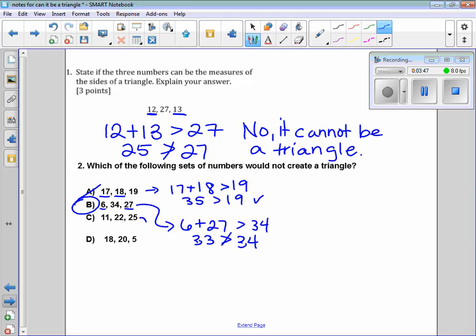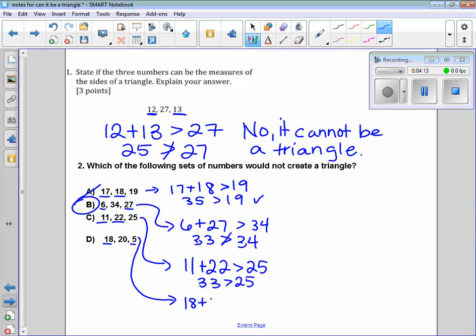Now if we go through and check just to make sure, looking at C, our smaller sides are 11 and 22. So add 11 and 22. That has to be greater than 25. 11 plus 22 is 33, which is greater than 25. So yes, it's a triangle. And then letter D, our two smaller sides are 18 and 5. 18 plus 5 has to be greater than 20. 18 plus 5 is 23. 23 is greater than 20, so yes, it's a triangle.